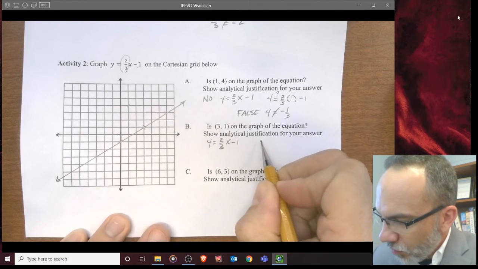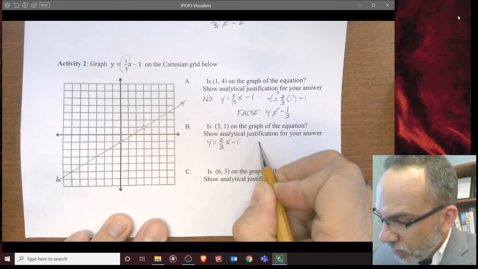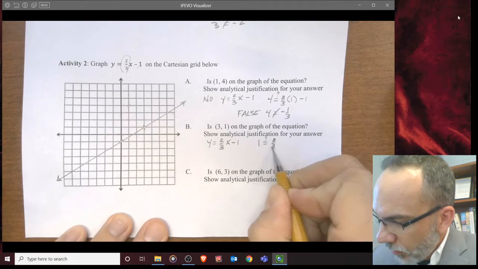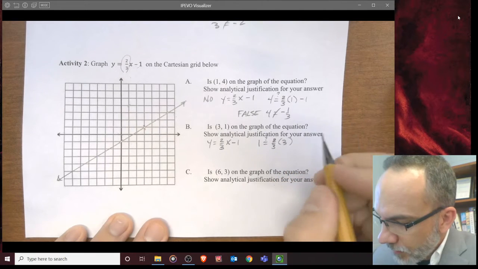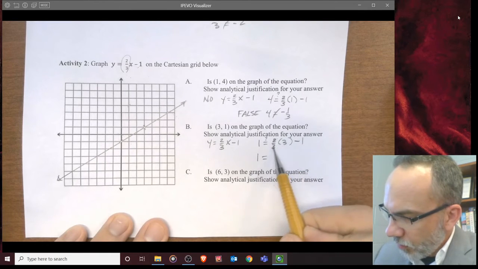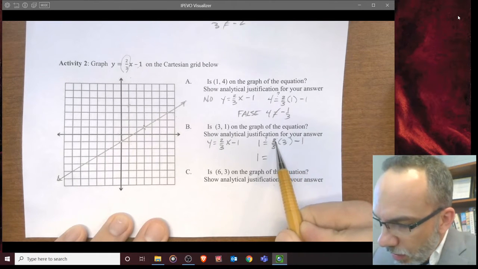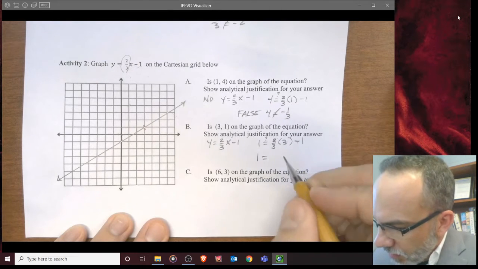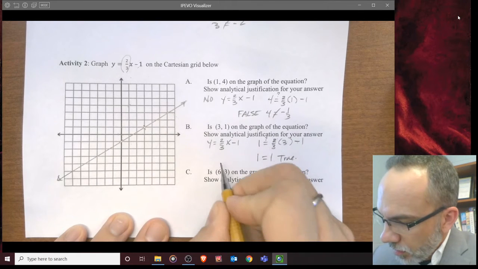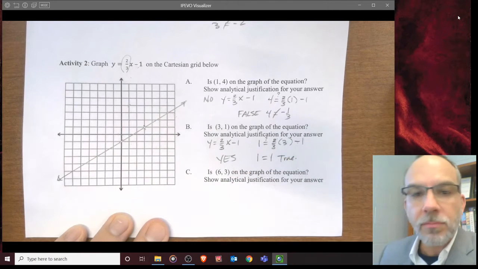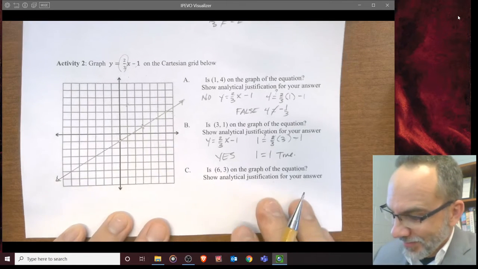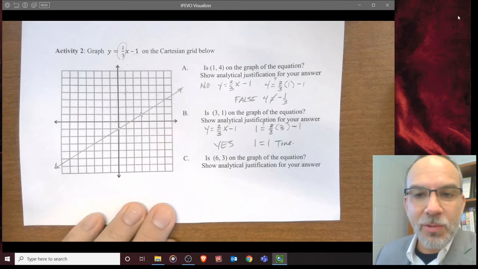Plug in the values. The y value is 1. Is 1 equal to 2/3 times 3 minus 1? Is 1 equal to 2/3 times 3? The 3's cancel and I get 2 minus 1, that's 1. Oh, that's a true statement. So yes, it is. It was also on the other one earlier. Imagine that. All right, so C: is (6, 3) on the graph of the equation?